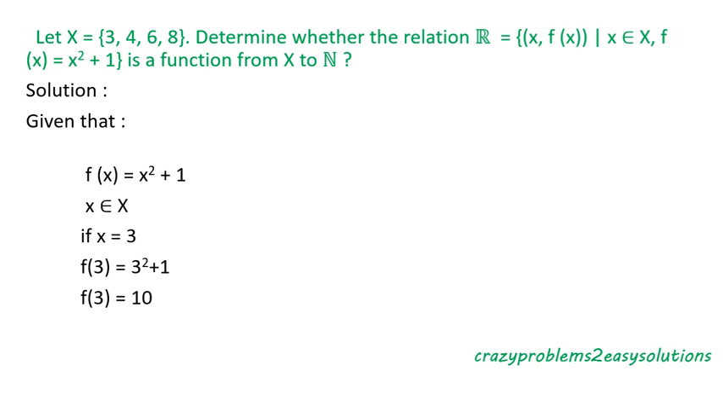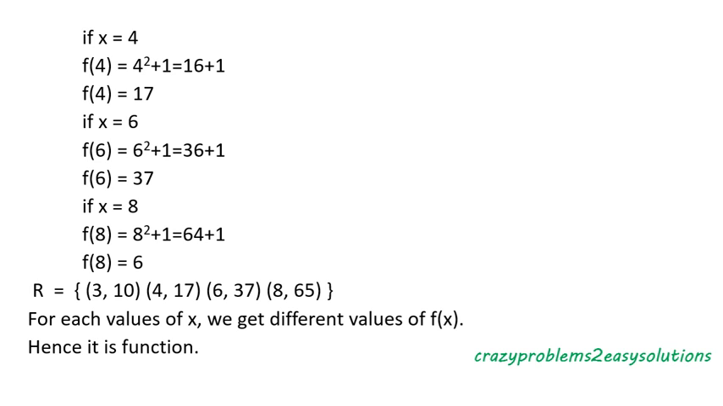So if we are taking x equal to 3, we have to apply it in f of x equal to x square plus 1. The answer is 3 square, the value is 9, 9 plus 1 is 10. Then next, if x equal to 4, f of 4 is 4 squared plus 1 equal to 16 plus 1, the answer is 17. f of 4 is 17.